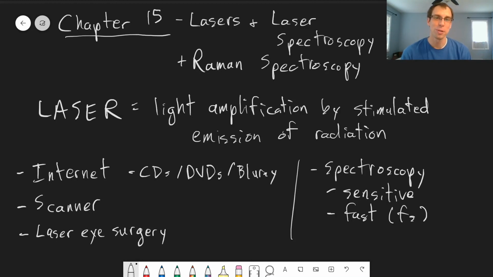And in this chapter, we'll discuss how lasers work on a very fundamental level, and not go into a lot of the specific details of the engineering behind it, because there's also a lot there. And then talk about some of these applications in chemistry.